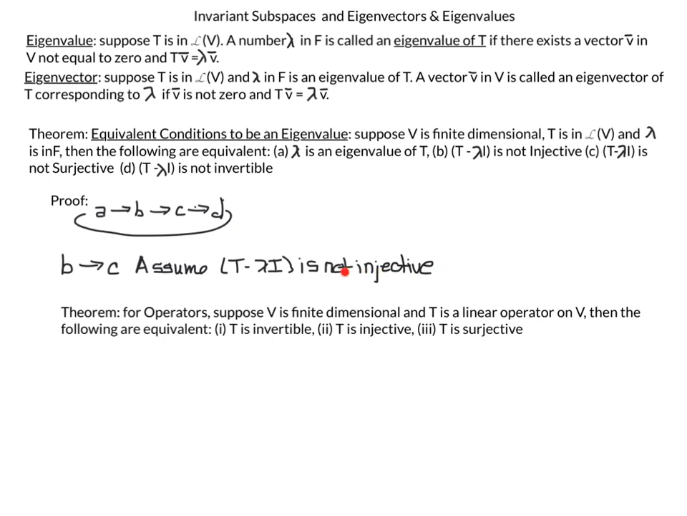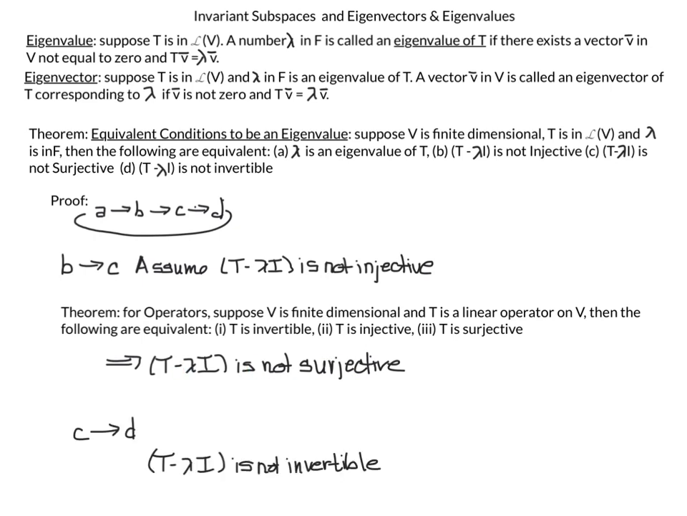So that means since T minus lambda I is not injective, we also know that T minus lambda I is not surjective, which makes C implies D, that T minus lambda I is not surjective implies T minus lambda I is not invertible, trivial, since to be invertible it must be surjective and injective. So we have T minus lambda I is not invertible.